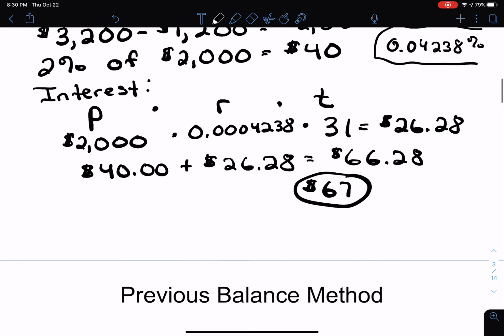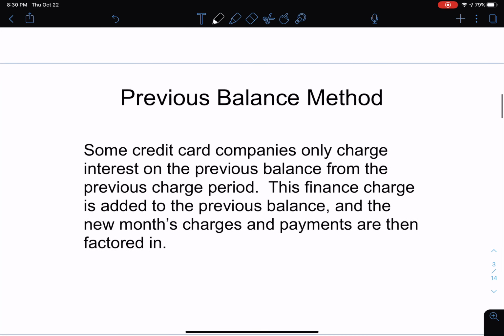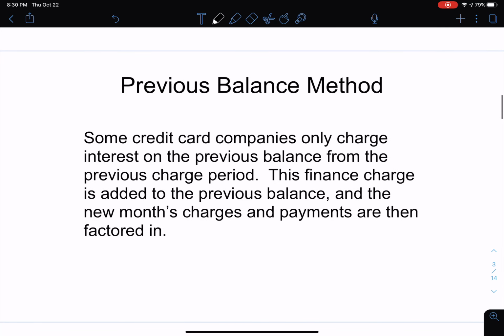Okay. Now, not all credit cards compute the interest the same way, because things are going to change through the month. You might make more charges, you might make some partial payments, you might do cash advances. Some credit card companies only charge interest on the previous balance from the previous charge period. This finance charge is added to the previous balance, and then the new month's charges and payments are factored in to see what your final balance is for the end of that month.